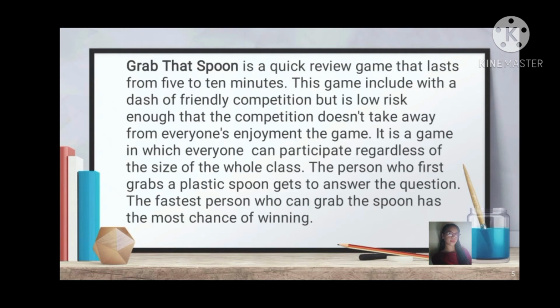Grab That Spoon is a quick review game that lasts from 5 to 10 minutes. This game includes a dash of friendly competition but is low risk enough that the competition doesn't take away from everyone's enjoyment of the game. It is a game in which everyone can participate regardless of the size of the whole class. The person who first grabs a plastic spoon gets to answer the question. The fastest person who can grab the spoon has the most chance of winning.